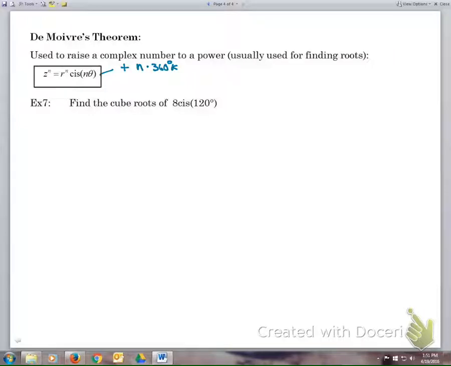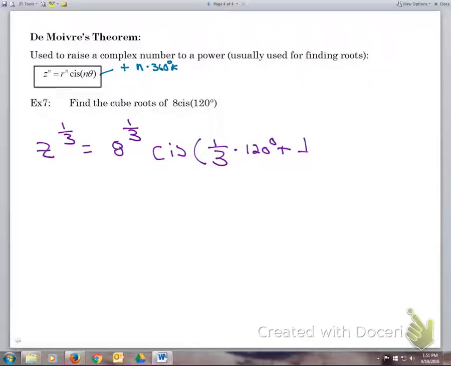So when you're finding the cube root, you want to find all possible answers between 0 and 360, or 0 and 2 pi, depending on what is used, radians or degrees. So n is 1/3 there. So we're going to take r and raise it to the 1/3 power. Then we're going to take 120 and multiply it by 1/3. And then we're going to take 360n and also multiply that by 1/3.